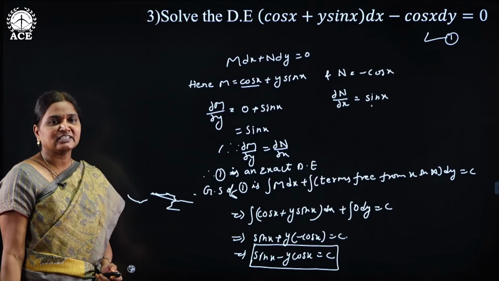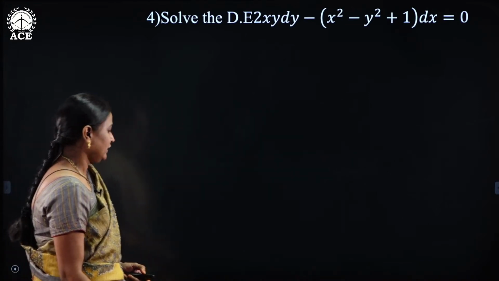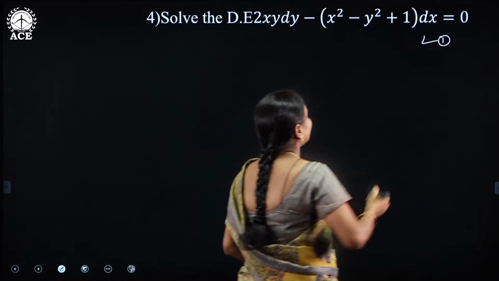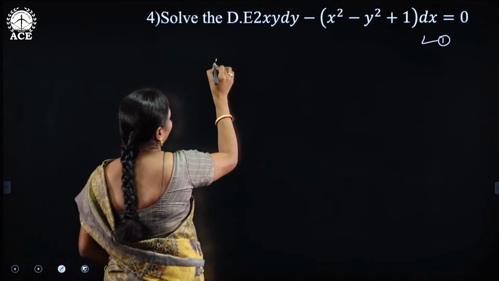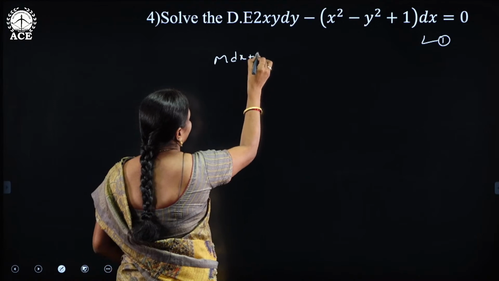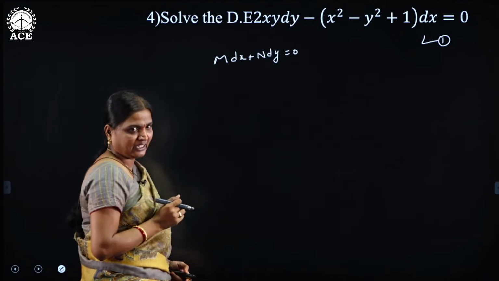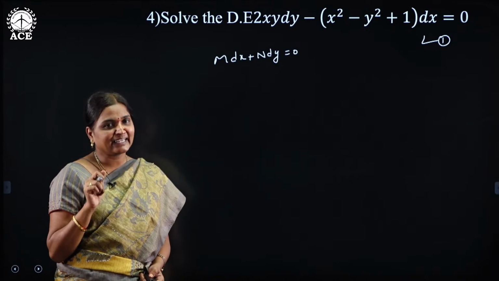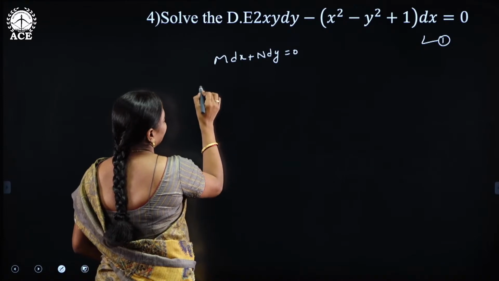Please post your answer in the chat box. Next, solve the differential equation. So if we consider equation 1, equation 1 is N into dy minus M into dx. But what is our standard form? The standard form of the given differential equation is M dx plus N dy is equal to 0. If we compare these two equations, observe clearly, the first term is not M, that is N, and the second term is M. So here if we compare these two equations, what is M?